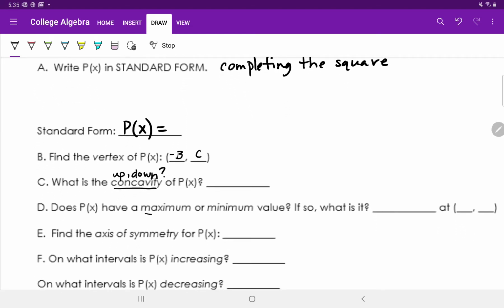D asks you whether there's a maximum or a minimum value. Remember, quadratic equations form parabolas. So if you have a concave down parabola, you'll have a max. If you have a concave up parabola, you'll have a min. And they ask what the max or min value is. The value refers to the point right here, and the special name for that point is vertex. So, lo and behold, part D and part B are actually asking you for the same thing.